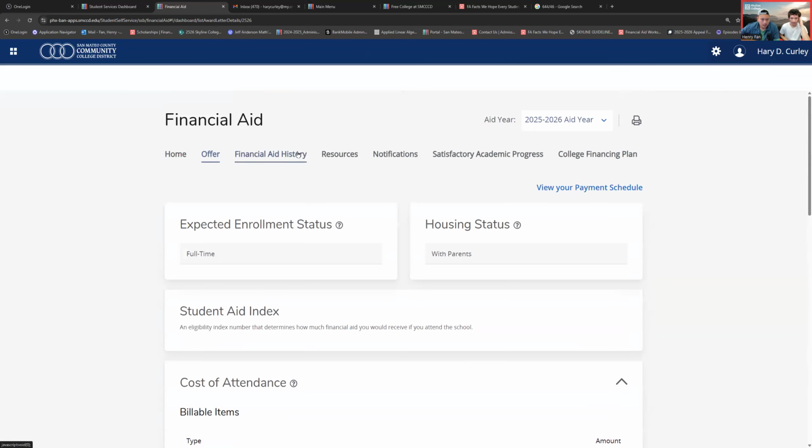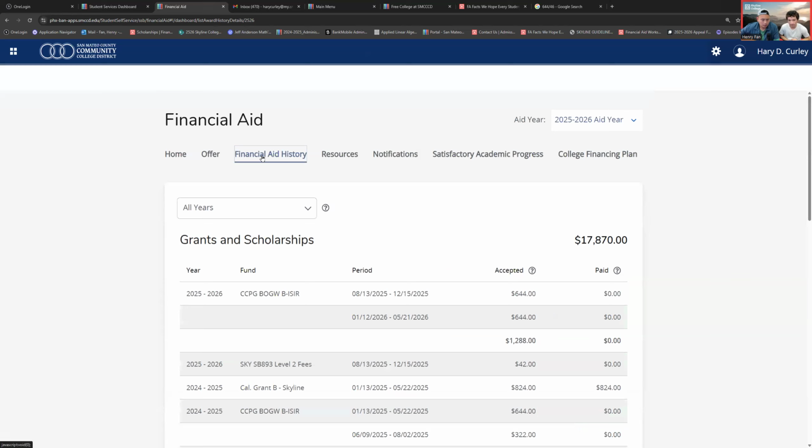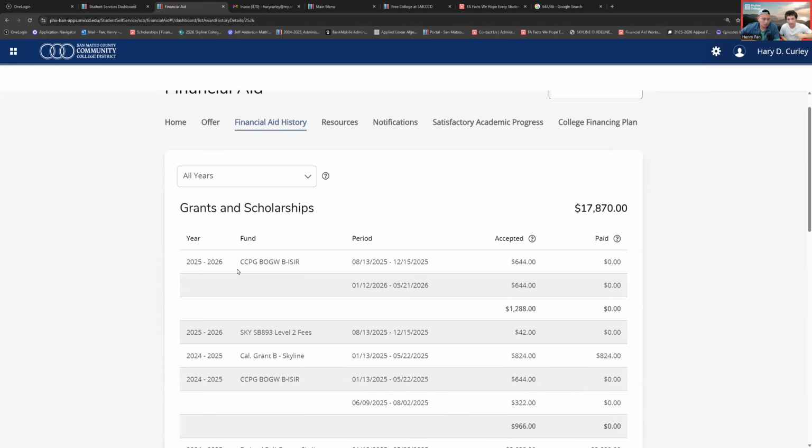So now if we move to financial aid history, right now we're in this aid year, but the history will show we're in multiple years right now.